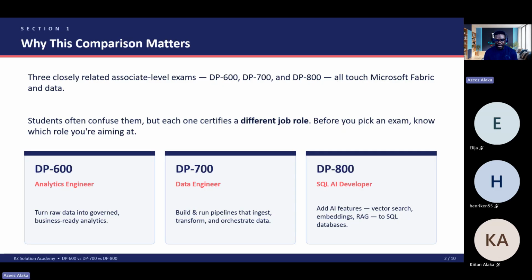So SQL AI developer: add AI features, vector search, embedding, RAG to SQL databases. This is actually made for people in the database domain. If you are working as a database administrator, it is good to take up this course. It's even the best to take up this course. DP800, SQL AI developer. So I believe now, from what we have been seeing so far, you can think of the appropriate exam to choose and which one to apply for. You can see DP600 is easier than DP700, and DP700 is easier than DP800.